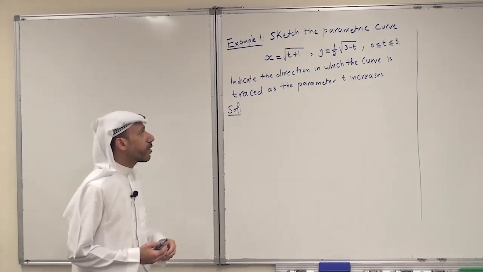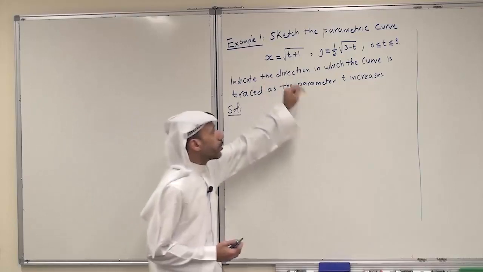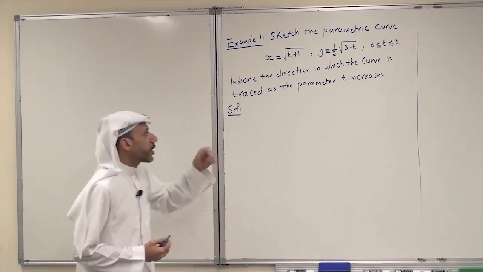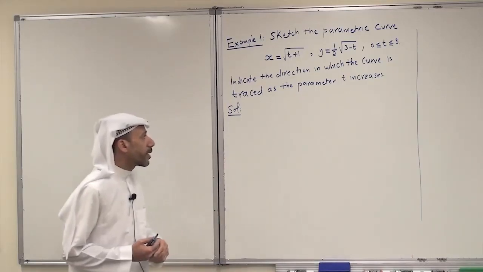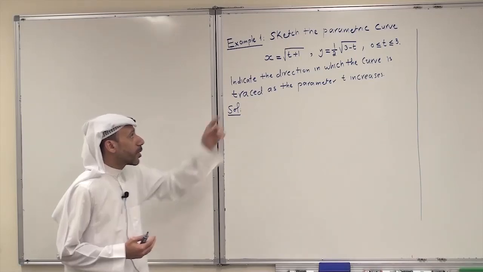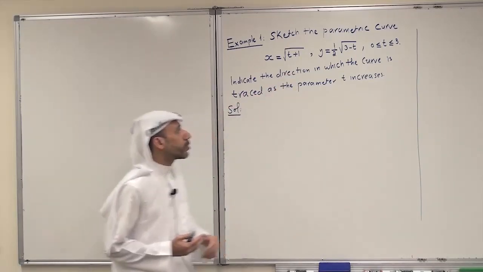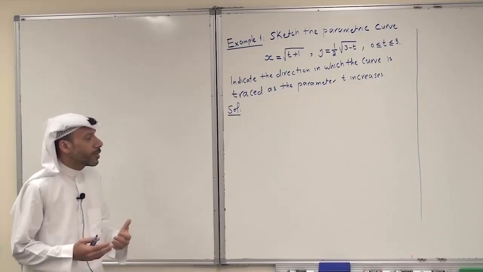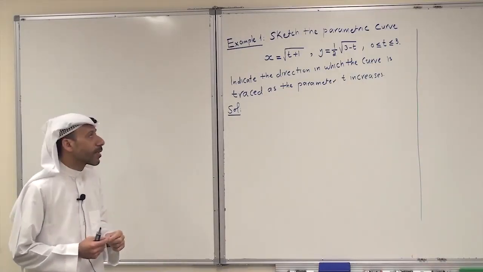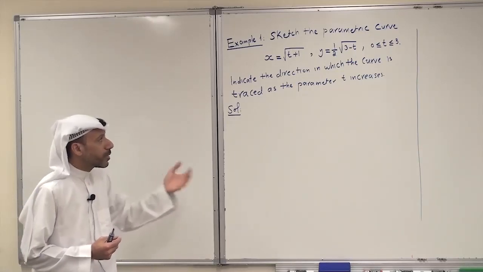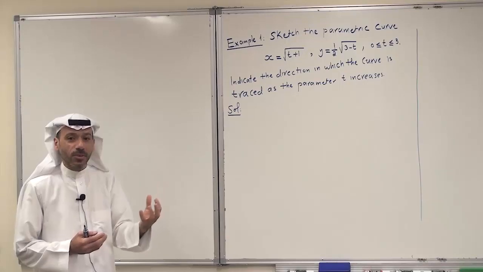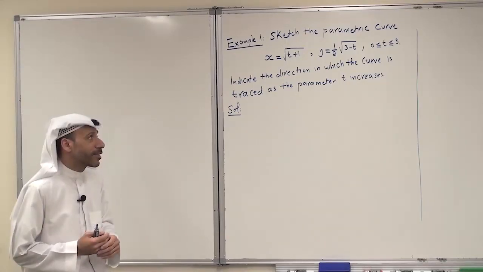And we start today with the first example, which is the following. Sketch the parametric curve given by the two parametric equations over the given interval. Indicate the direction in which the curve is traced as the parameter t increases. To sketch the parametric curve given by these parametric equations, we use the practical method, which is basically by eliminating the parameter t, to convert the equations into a Cartesian equation. And from that Cartesian equation, we can sketch the curve.